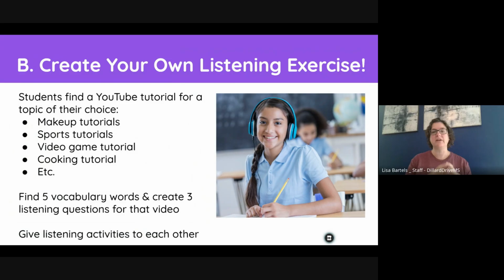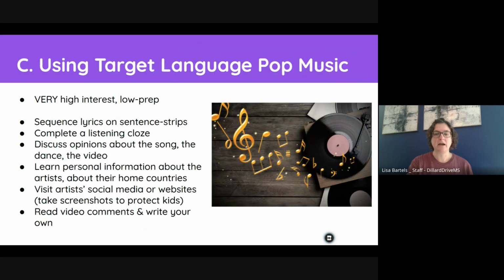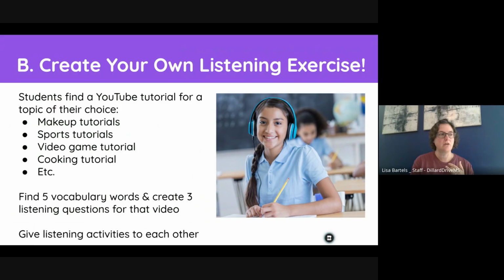And so I ask students to find a tutorial on the topic of their choice. Sometimes they need a little coaching and help with the search terms, but we search in the target language. And then as they're watching their video, they need to find 5 vocabulary words that are relevant to their topic and also create 3 listening questions for that video. And then we'll maybe create a Google form or a paper version of the document. And then they exchange and give those listening exercises to their classmates. So this is such a great activity for kids because it cultivates their own interests. It's totally individualized.